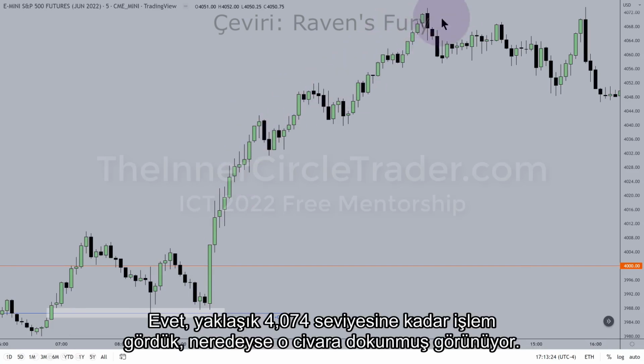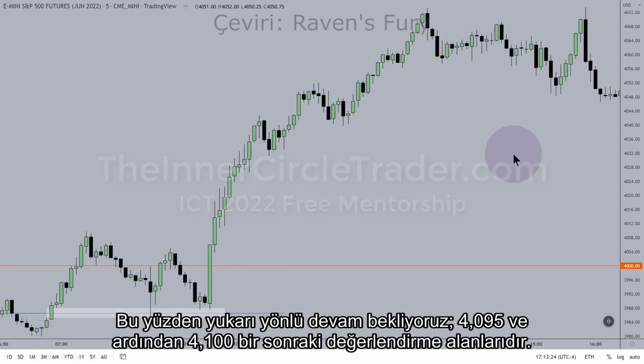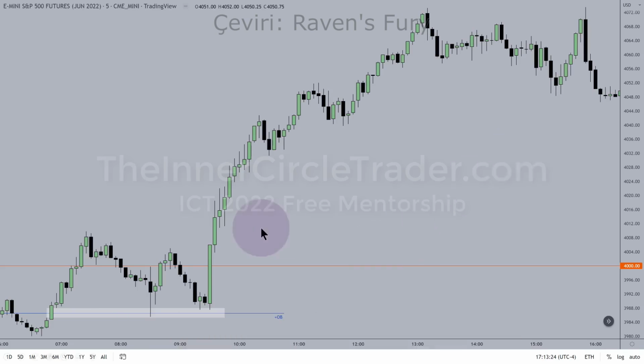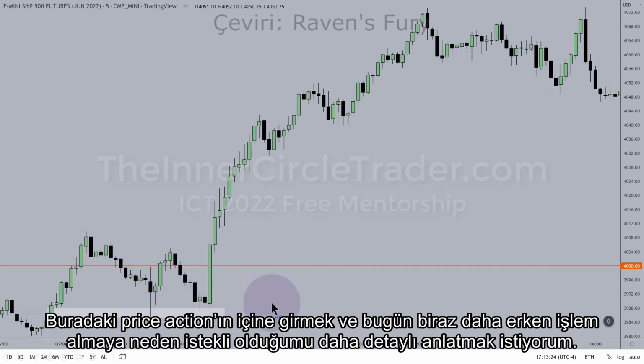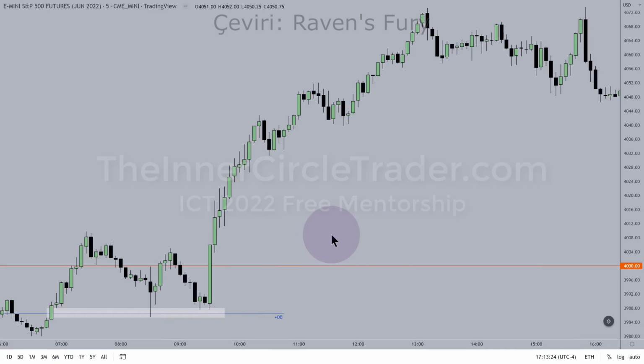All right, so it traded up into almost the 4,074 level, looks like almost. So we'll be looking for a continuation to the upside, 4,095. 4,100 is next consideration. But I want to take you into the price action down in here and give you more details as to why I was willing to take something a little bit earlier today.